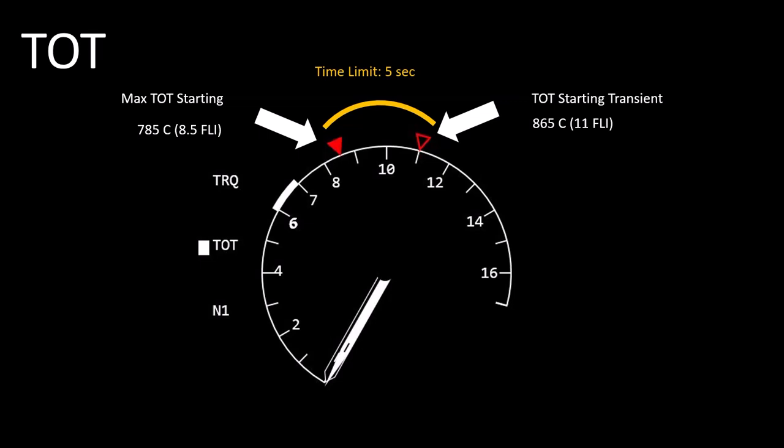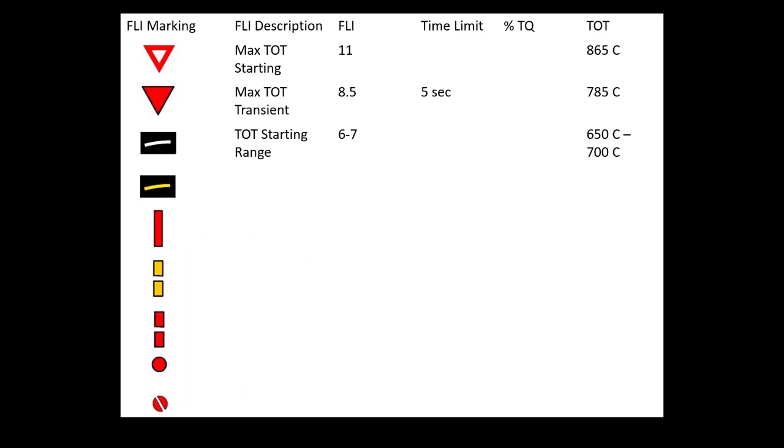So, for instance, if you spend 4 seconds at 800 degrees Celsius, that's okay. If you spend 1 second at 866 degrees Celsius, you overtemp the engine. If you spend 6 seconds at 786, you overtemp the engine. You want to avoid being in this range if at all possible, and try to stick to that normal starting range. So back to our chart from the beginning. These are the things that we just learned, right?